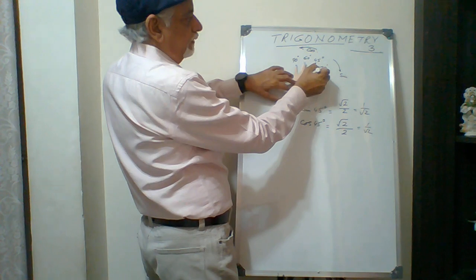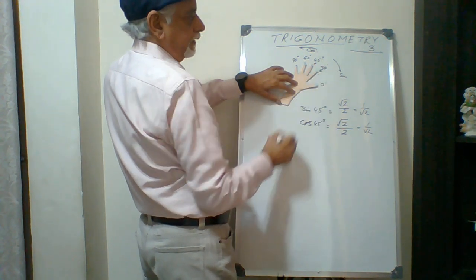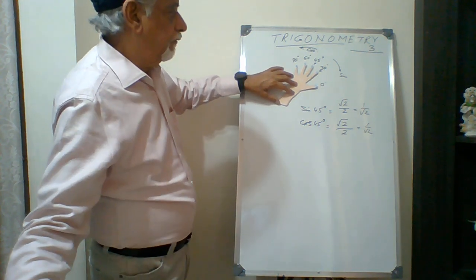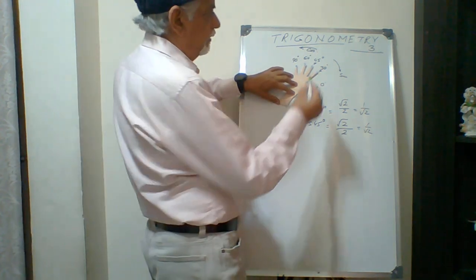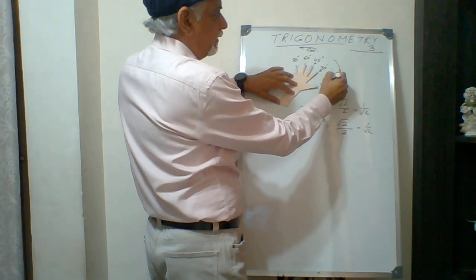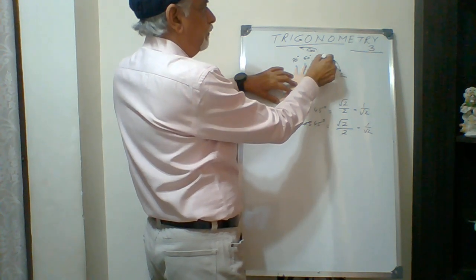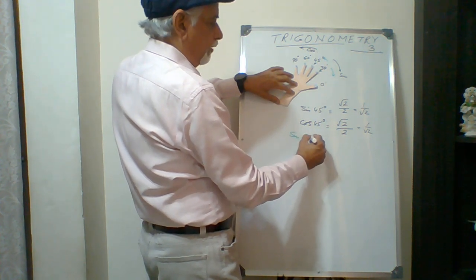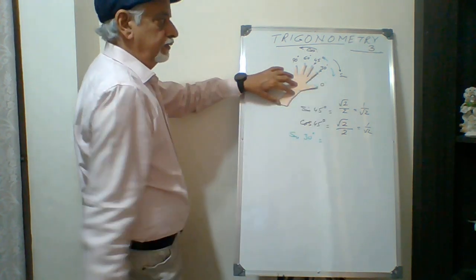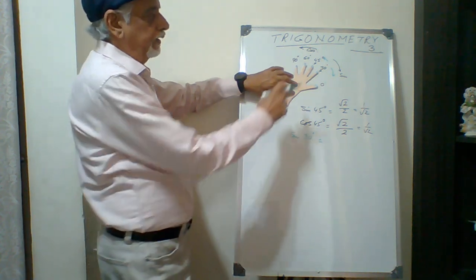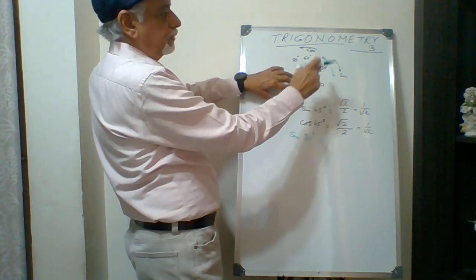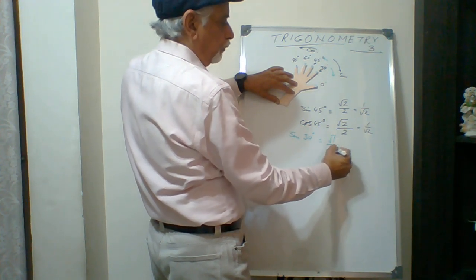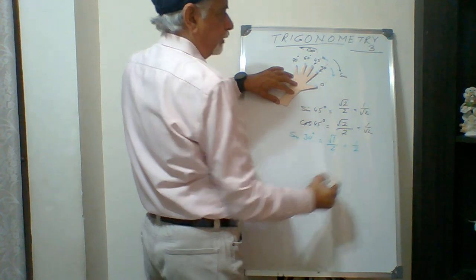Now if I take 30 degree, suppose 30 degree is selected. For 30 degree, I will write in a different color. 30 degree on this side is sine and on this side will be cos. So for sine of 30 degree, how many fingers are there in the clockwise direction? There is only one finger. Square root of 1 is 1 and divide by 2. So the answer is 1 over 2.